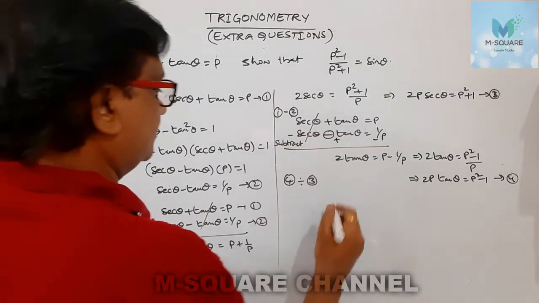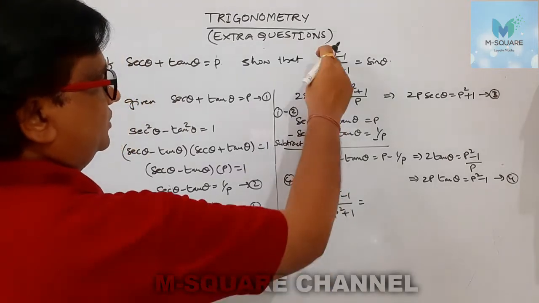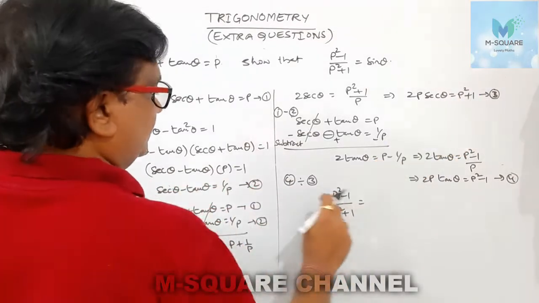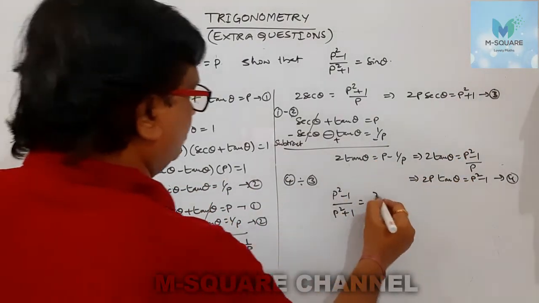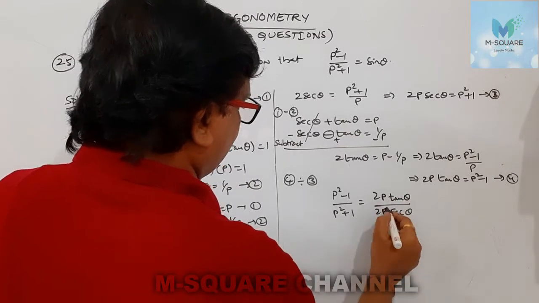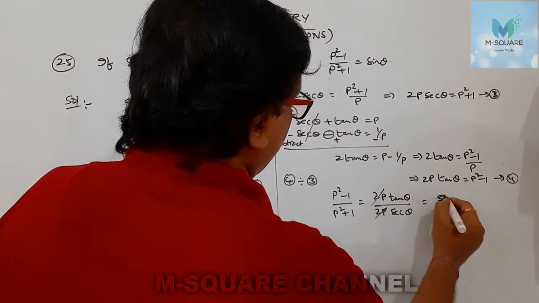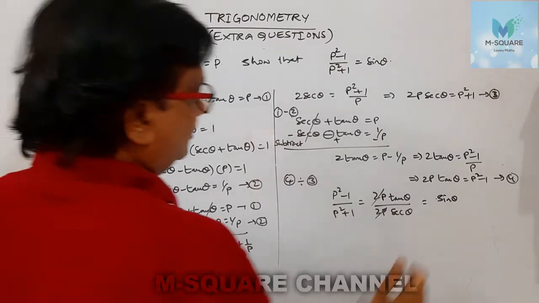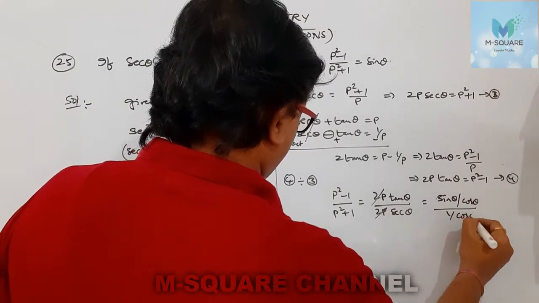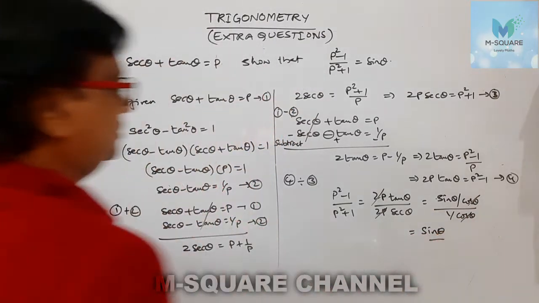Now 4 divided by 3. So (P square minus 1) by (P square plus 1) equals 2P tan theta by 2P secant theta. These two cancel. What is tan theta? Sin theta by cos theta. Otherwise, tan theta by secant theta you can directly write as sin theta. Otherwise you write 1 by cos theta, these two cancel, and sin theta by 1 means sin theta. So this is the answer.